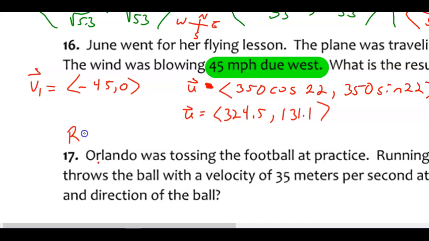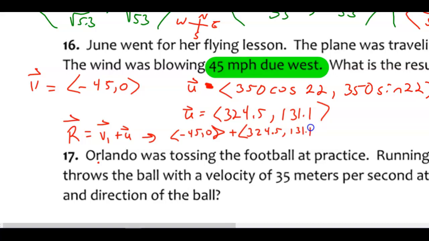For our resultant, which I call vector R now, we have to do vector V plus U. I don't know why I still have 1 right here. Let's just call it V and U. So vector V plus U. Now this is U, guys, that's U, that's V. So what I end up with is negative 45, 0 plus 324.5, 131.1.